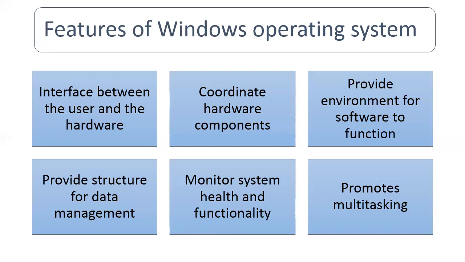Next, monitor system health and functionality. The OS monitors the health of a system's hardware, giving us an idea of how well or not it's performing. We can see how busy our CPU is, or how quickly our hard drives retrieve data, or how much data our network card is sending, etc. And it also monitors system activity for malware.